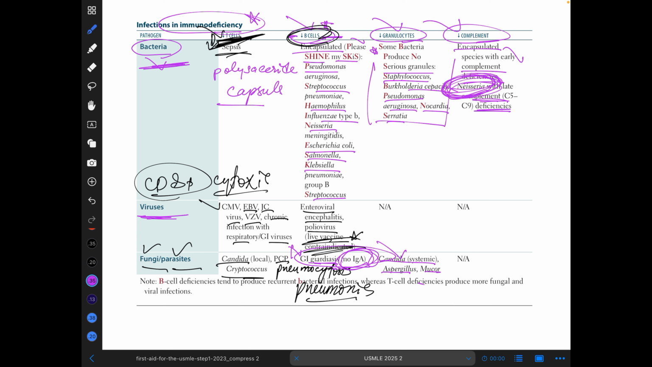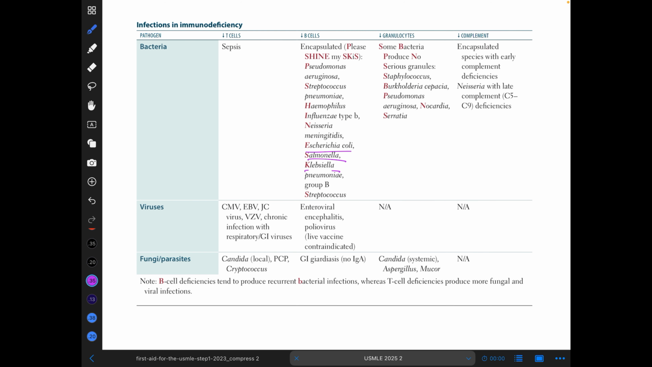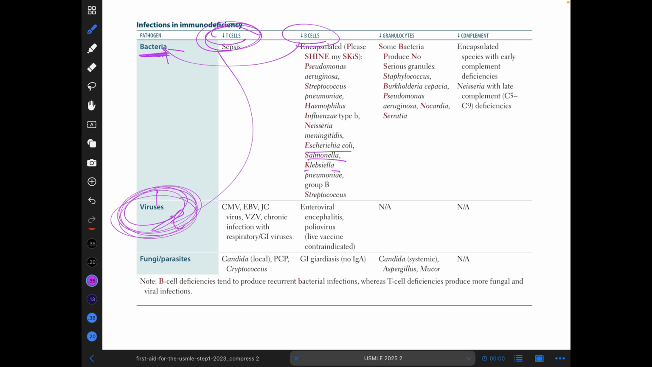If we make a summary of all the things, you just have to remember one thing. If there is a decrease in B cells, then there is more chance of recurrent bacterial infection. If T cells are decreased, then there is the highest chance of recurrent infections by viruses. So B cell deficiency tends to produce recurrent bacterial infection, whereas T cell deficiency produces more fungal and viral infections. That is a summary of the table.